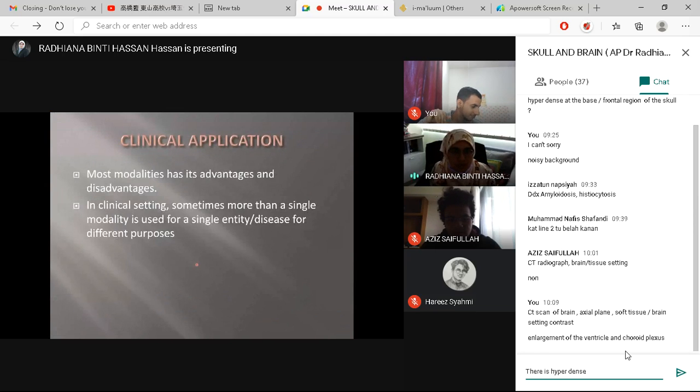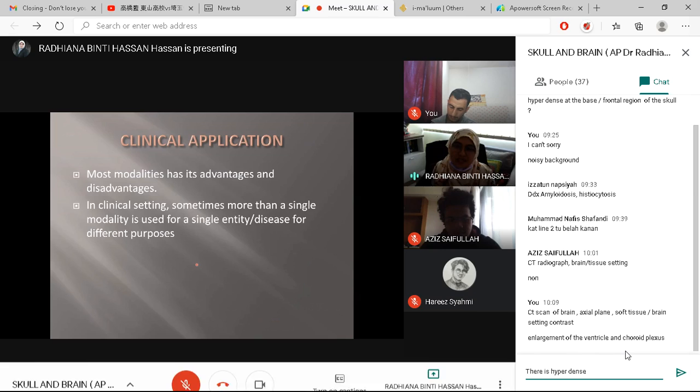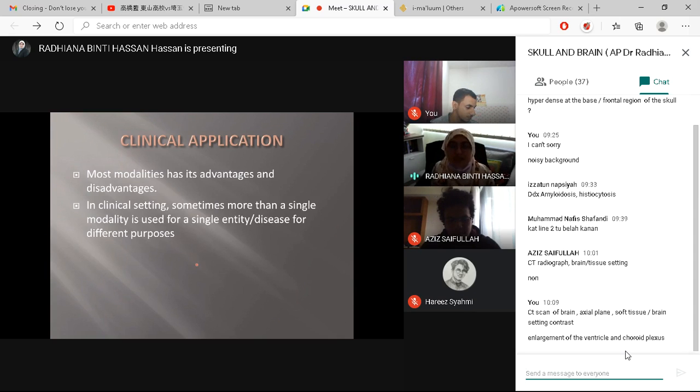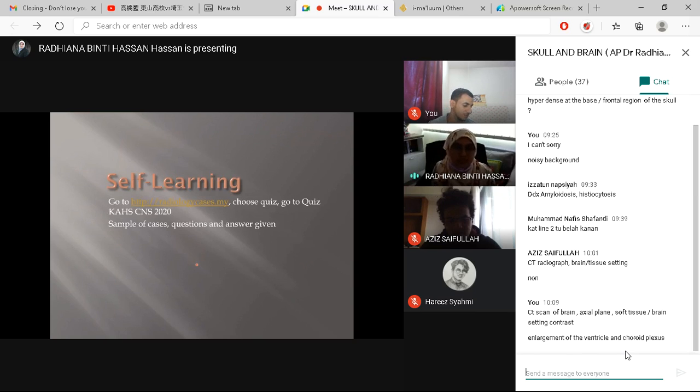As a summary, most modalities have their advantages and disadvantages. In a clinical setting, sometimes more than one modality is used for a single disease or a single patient, so we really have to learn everything. That means if your radiograph or X-ray is normal, you don't stop there. You may need to go further with CT or MR, and which one is better, with more advantages or disadvantages, is what you have to learn.